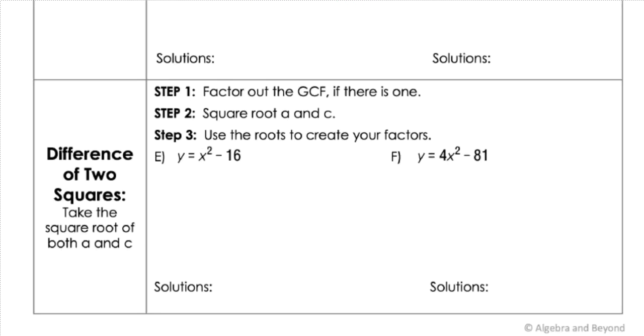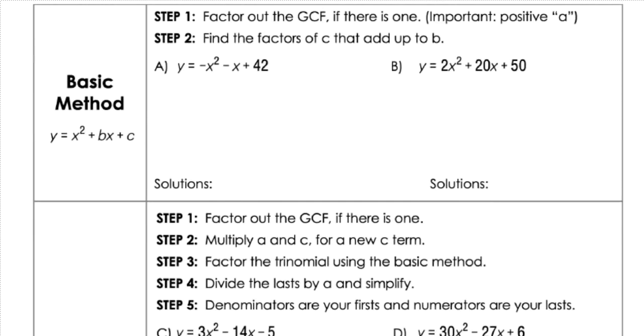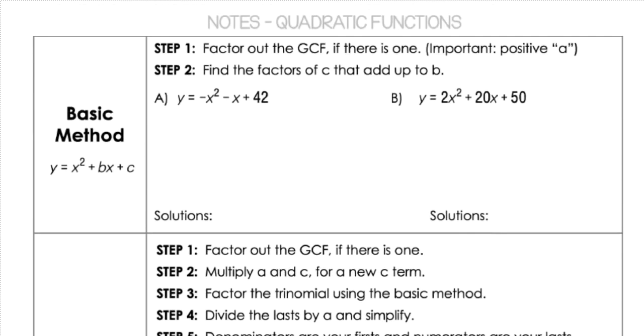Okay, let's move on to another type of factoring that we need to know how to do, and that is our basic method. The first thing you're going to notice is that in the rest of the types of factoring that we're going to do, the first step is always going to be to look for a GCF. So no matter what, we're going to do that first.